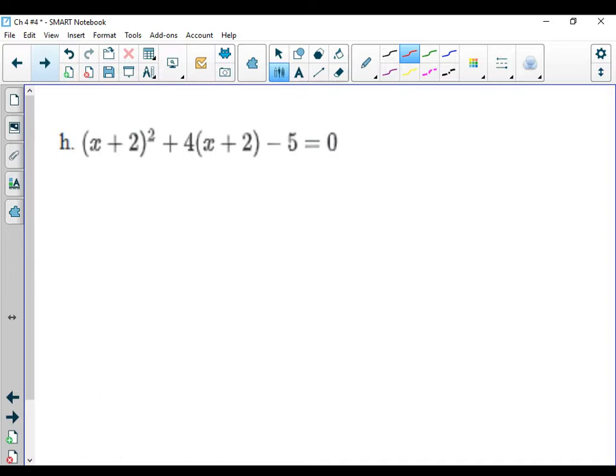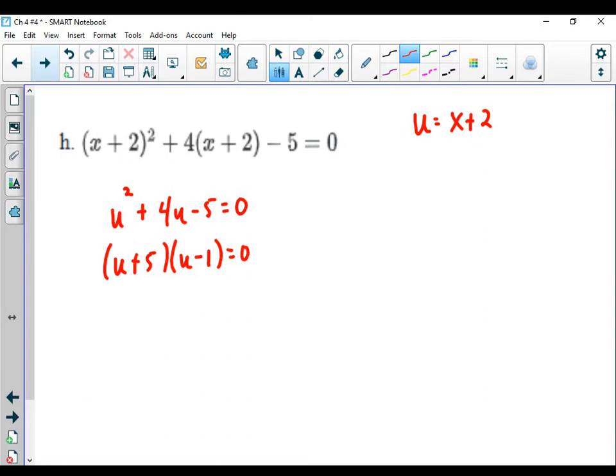So I briefly mentioned this one day, but what I'm going to use is what's called u substitution. I'm going to say, okay, since they both have x plus 2s, I'm going to call u x plus 2. So my new equation, instead of x plus 2 squared, is now just u squared. Instead of 4 times x plus 2, I've got 4u, and then minus 5. So this one's not bad to factor because I can multiply to get -5, I can add to get 4. So in this case, I would use u plus 5 and u minus 1.